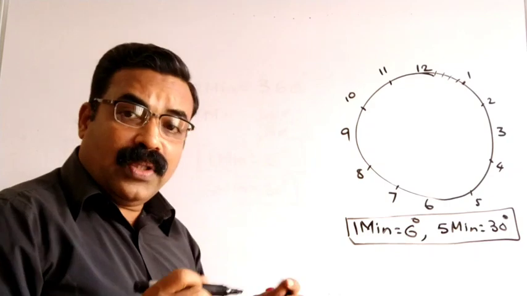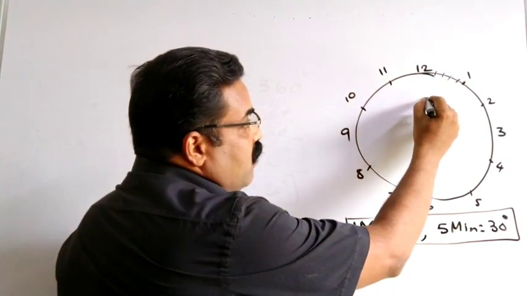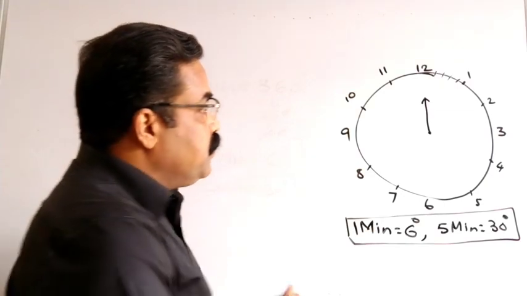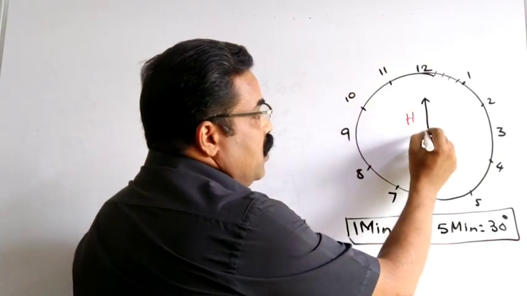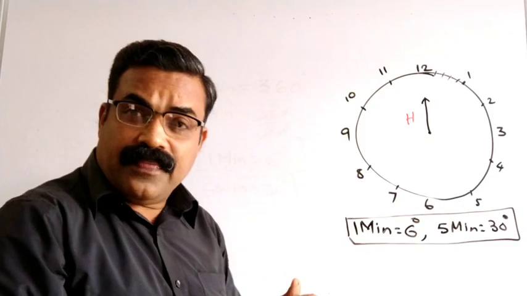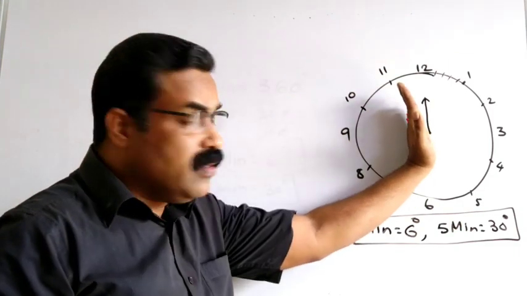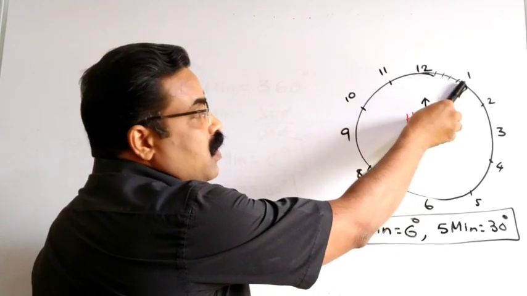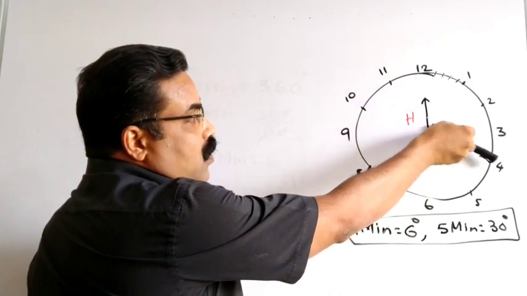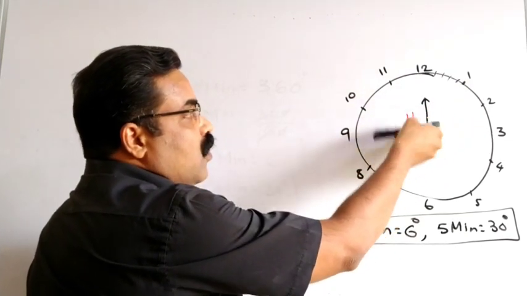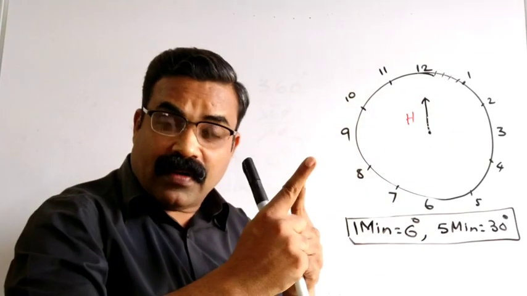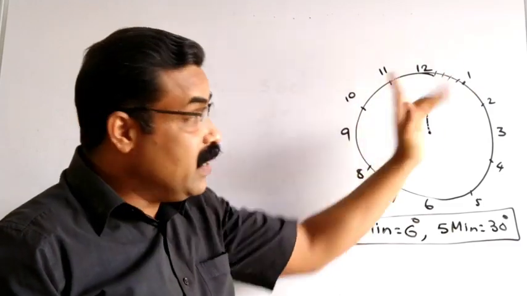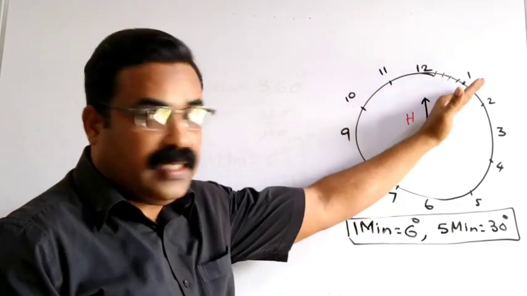Now let me draw the hour hand. The hour hand will be the smaller one. This is the hour hand. When we talk about this hour hand, from 12 o'clock, when it becomes 1 o'clock, it moves from here to here, then 2 o'clock, 3 o'clock, 4 o'clock, 5 o'clock, 6 o'clock, like that. So every 1 hour, it moves 30 degree.